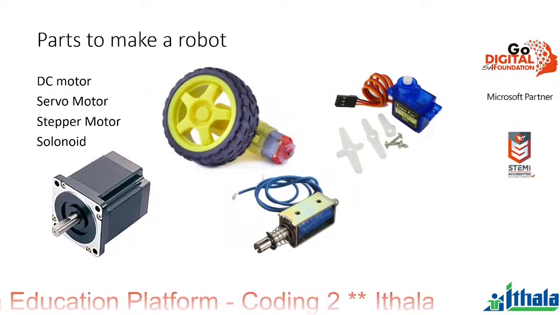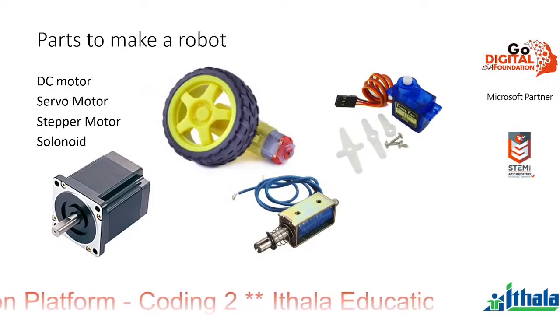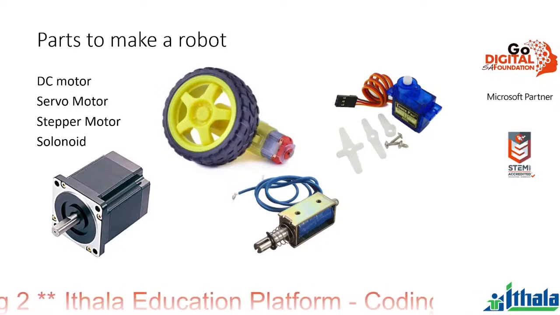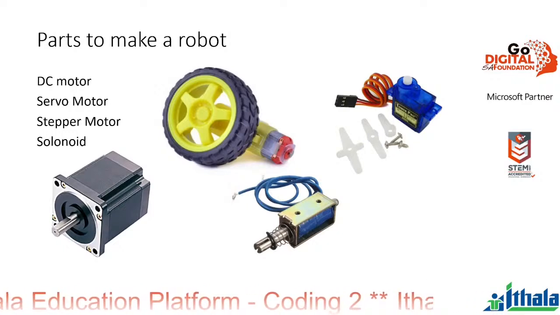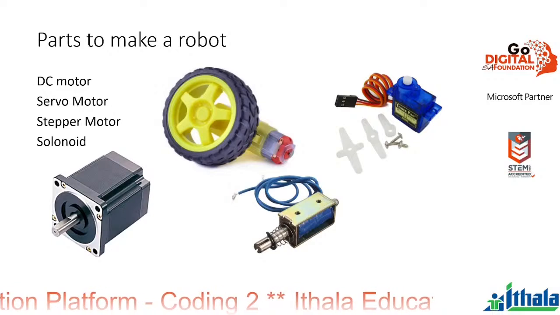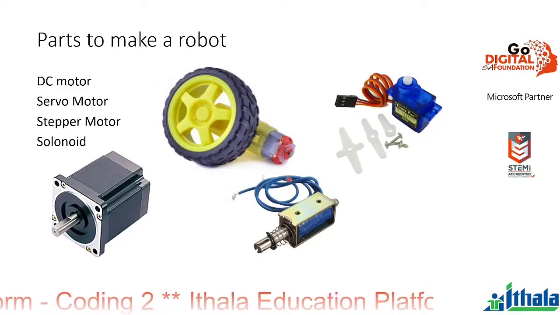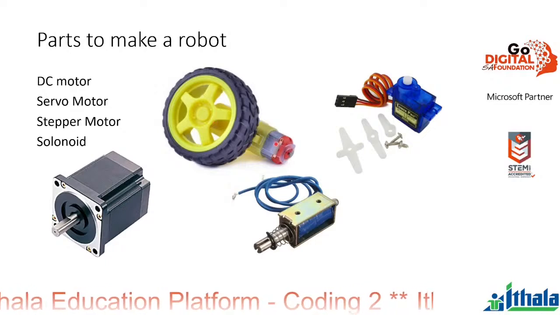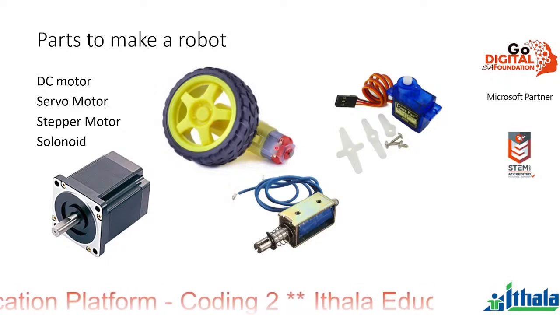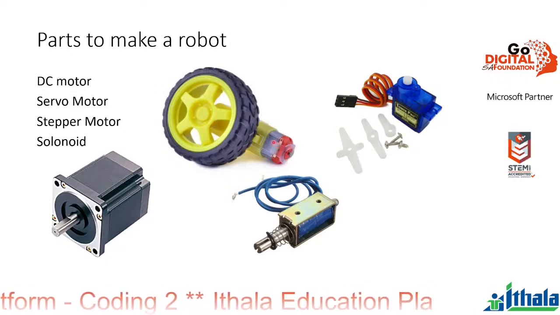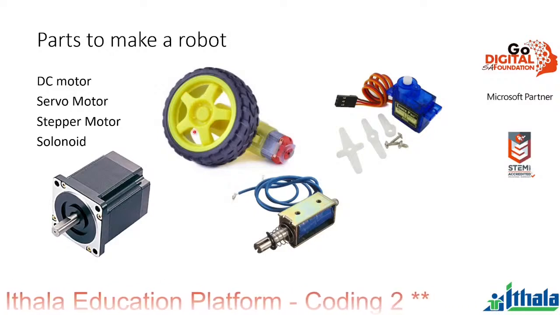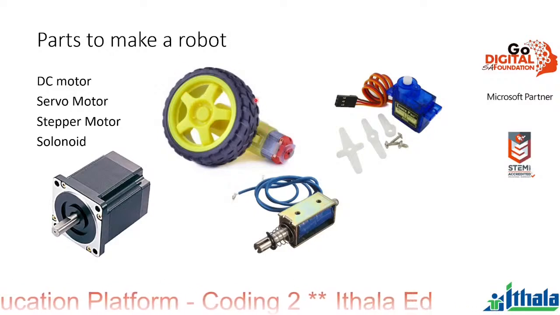Robots have moving parts, so we need something that can make something move, controlled by a computer. A DC motor turns an axle at a speed and direction determined by the voltage applied to its terminals. Here we've got a DC motor. It's connected to a wheel, and as you increase the voltage that you apply, the speed will increase, and if you reverse the voltage, the direction will reverse.